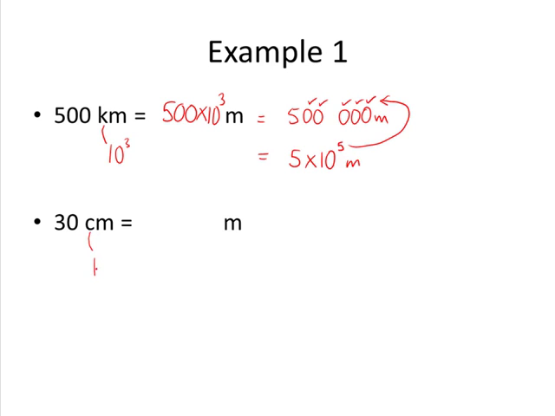Centimeters means times 10 to the power minus 2. So 30 centimeters is 30 times 10 to the power minus 2 meters, or 0,3 meters. How do you see that? 30 times 10 to the power minus 2 means 30, comma, and then we jump the comma back 2 spaces, and that gives us 0,3 meters.